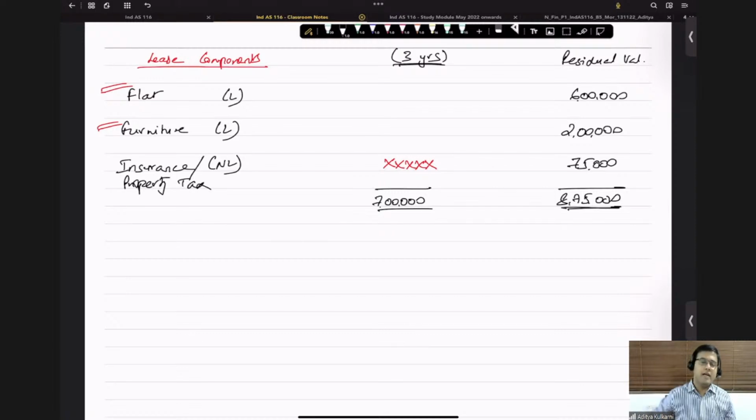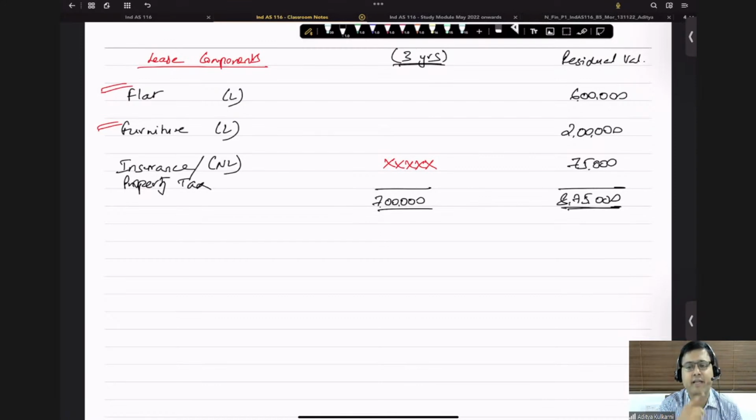Tomorrow, when the lessee moves out and goes, the benefit of that property tax is going to be with the lessor and not with the lessee. And therefore, we will not allocate anything to a non-lease component out of which no benefit arises to the lessee. We will allocate something to the non-lease component only if that non-lease component is giving rise to a benefit to the lessee. However, there is a practical expedient whereby you can elect not to allocate anything to a non-lease component even though it is benefiting the lessee, and you can allocate the entire consideration to the lease components.